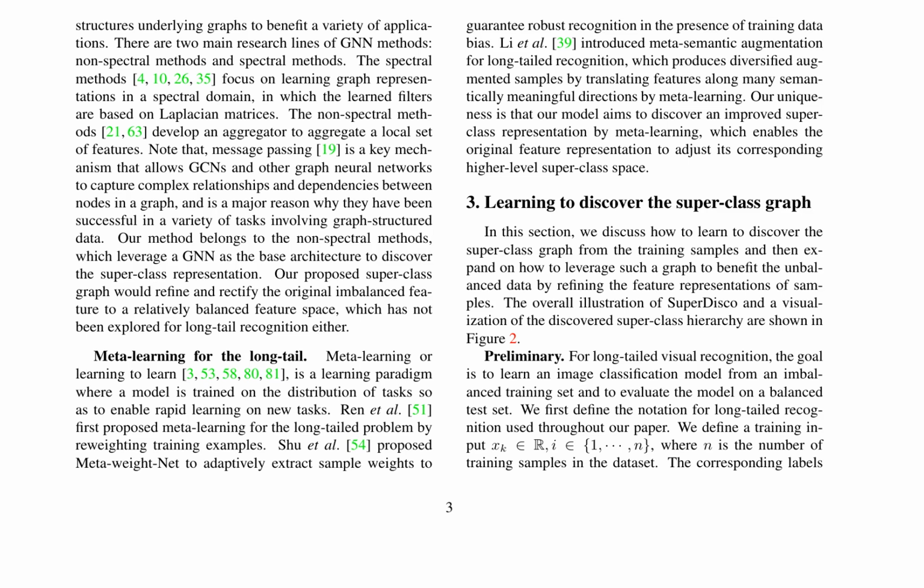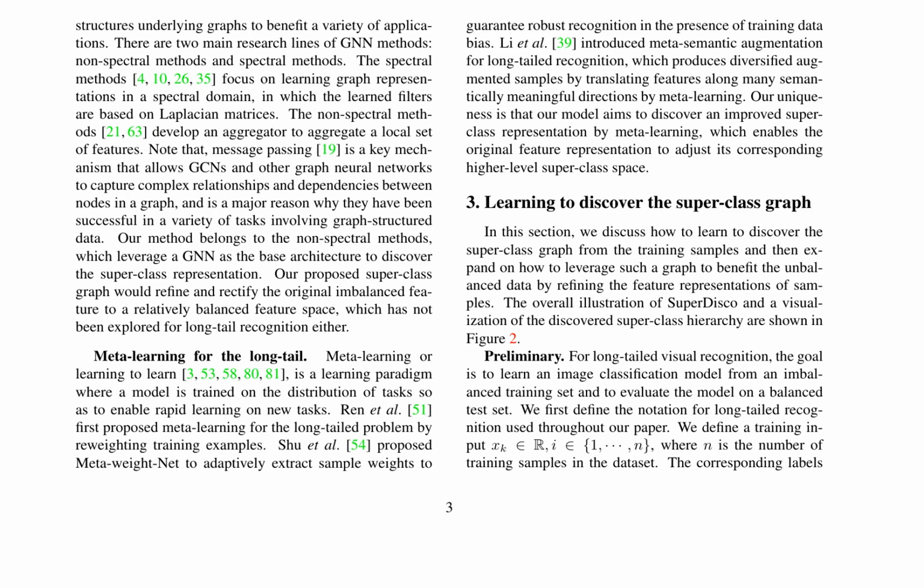balanced feature space. The goal of long-tailed visual recognition is to learn an image classification model from an imbalanced training set and evaluate the model on a balanced test set. The notation for long-tailed recognition is defined, including the training input xk and corresponding labels yk. The objective is to learn a mapping from the input xk to the output label yk, despite the imbalanced training set. The SuperDisco method addresses the limitations of existing methods, which often struggle to capture complex relationships and dependencies between nodes in a graph.